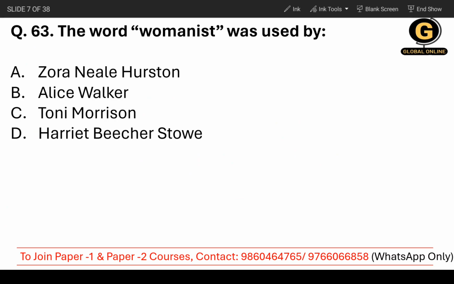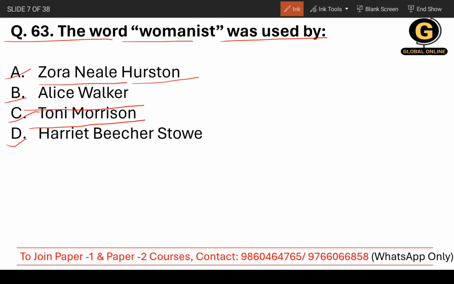Moving on to question number 63. The word womanist was used by... The options are A. Zora Neale Hurston, B. Alice Walker, C. Toni Morrison, D. Harriet Beecher Stowe. Who is the one? The term is womanist. Who used it? Alice Walker. W for Walker, W for womanist. Do remember in such a manner.